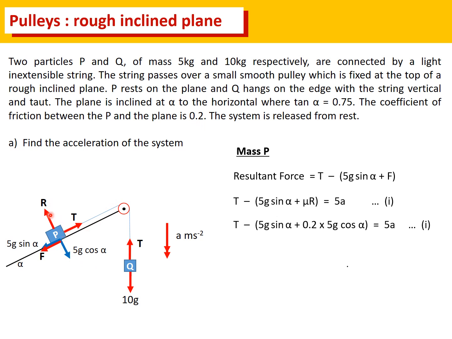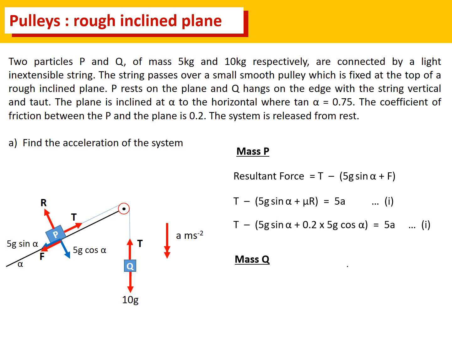cos alpha. If you have a look at the forces perpendicular to the plane, the normal reaction force R must equal 5g cos alpha. The reason that they must equal each other is because P is not moving off the incline. It's not moving into it, it's not being pulled into it, it's not being pulled off it. So these two forces perpendicular to the incline must be in equilibrium. So R equals 5g cos alpha, and friction is that times mu, which was 0.2.